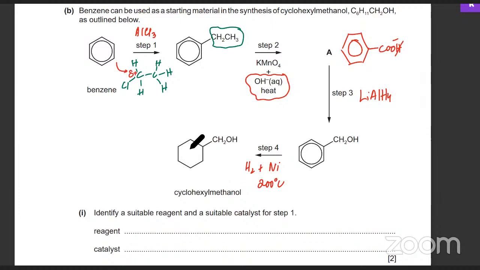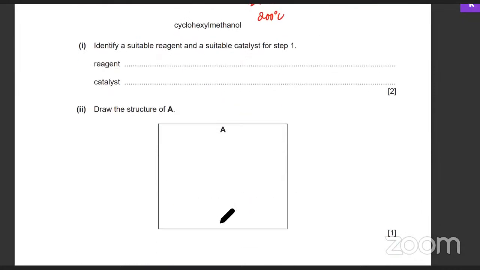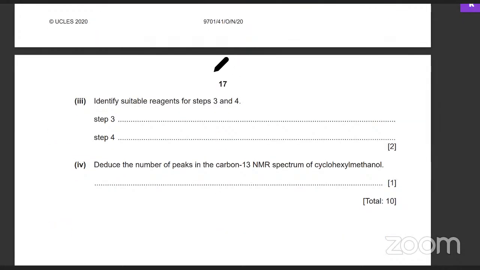So I think we did answer all the questions. He's just asking for the reagents and catalyst, draw the structure of A. We did that as well. So we answered most of it. Identify suitable reagents for step 3 and 4. We did that. Deduce the number of peaks in the carbon 13 NMR spectrum of cyclohexyl methanol.